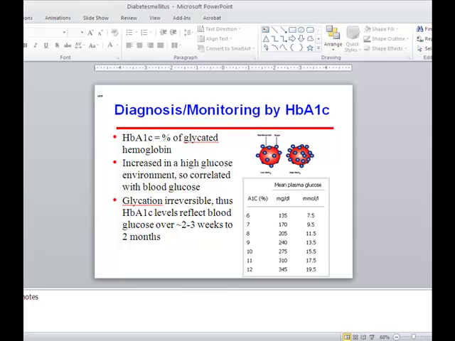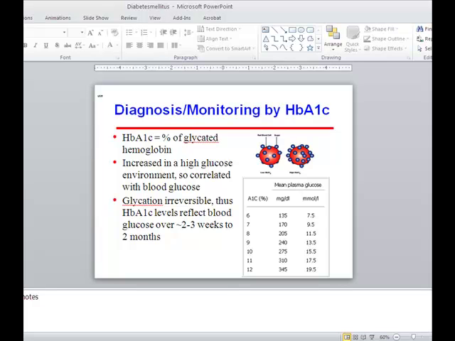Okay, another test which is used a lot these days is the hemoglobin A1C content measurement, HbA1c. HbA1c is the percentage of glycated hemoglobin. So the glucose combines with the hemoglobin, and this happens when the blood glucose concentration is very high. They just sample the blood and measure the glycated hemoglobin content of the blood, and that correlates with elevated blood glucose.